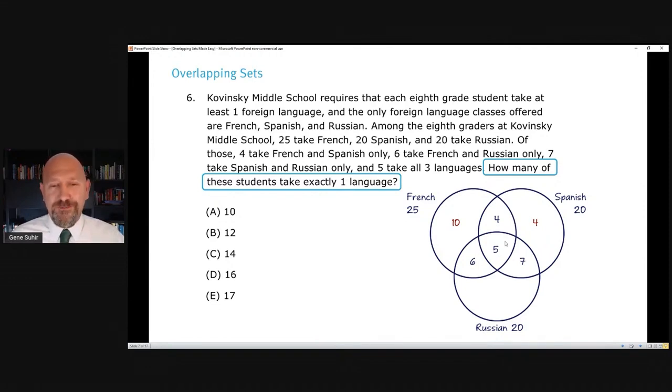And now the Russian circle. We've got to get up to 20. We already have 6, 5, and 7. So that's 11 plus 7, which is 18. Now we have 2, очень хорошо, that speak Russian.